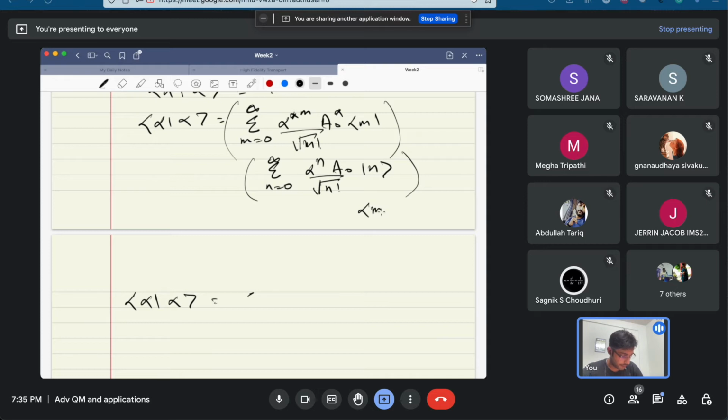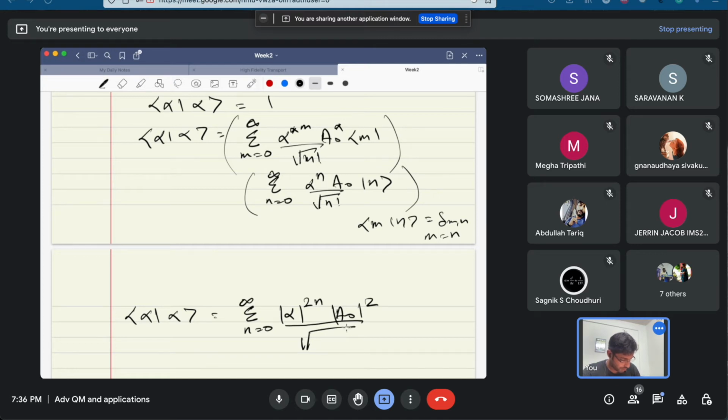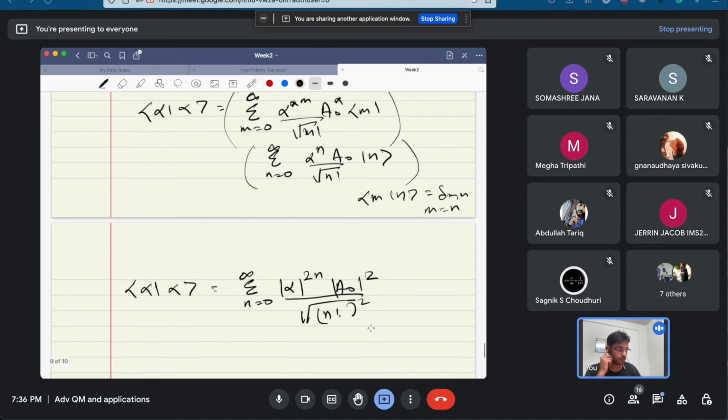Since we have here m and n, naturally this will again be a Dirac delta mn, and you can actually replace the m with n. Okay, so this makes it a lot simpler. You only have one summation now because the m and n are orthogonal bases. So you have alpha to the power 2n because m is also n now, and because of the conjugate it gets a mod. Similarly for a naught we have a mod, and we get root n factorial square.